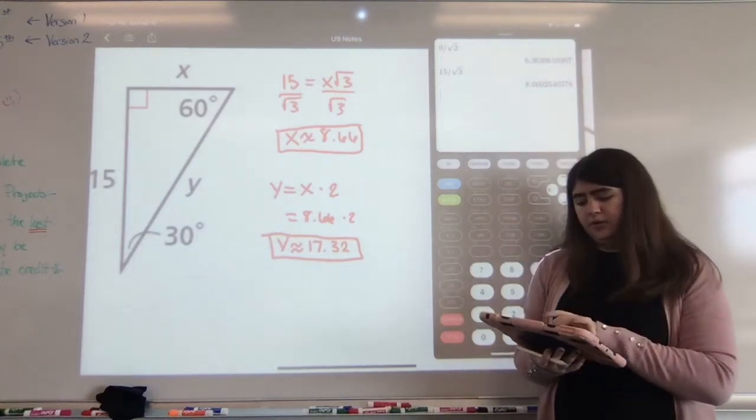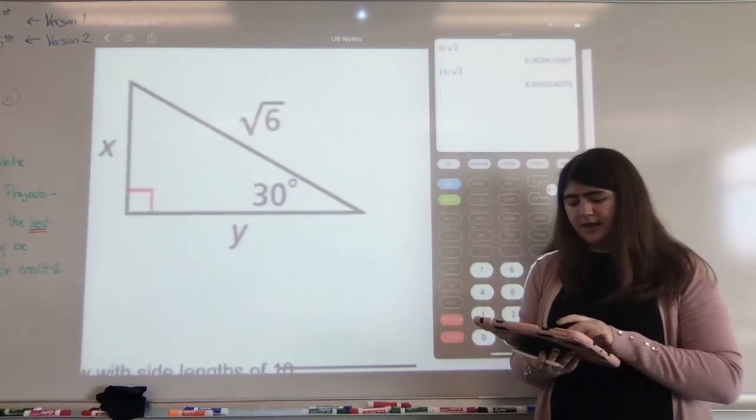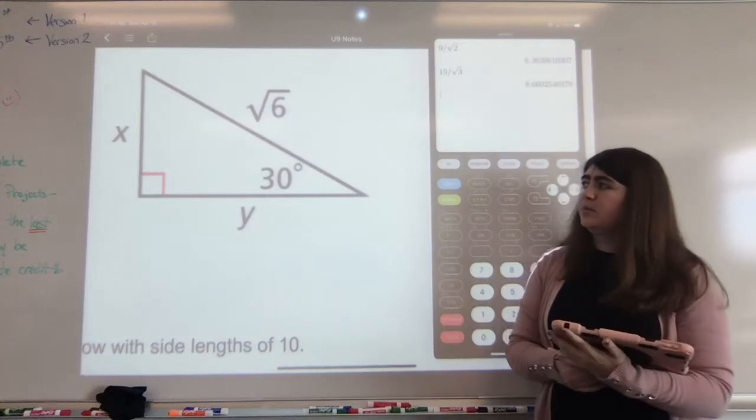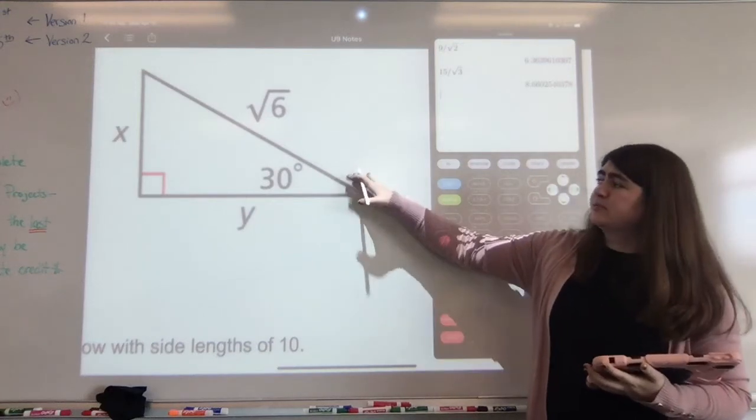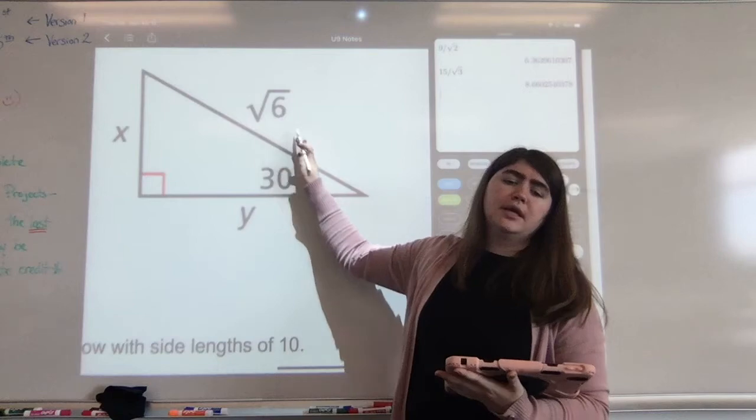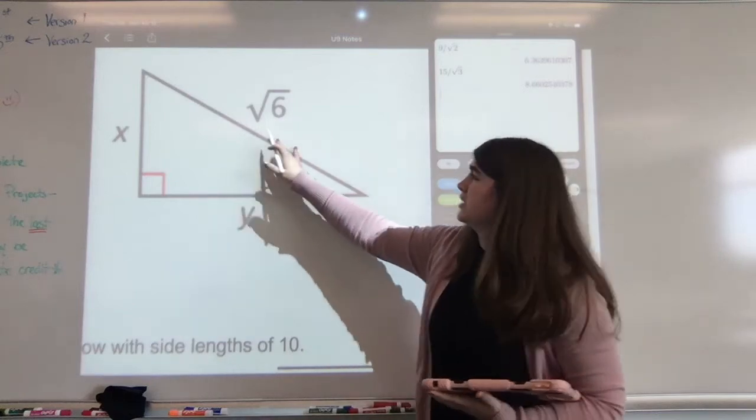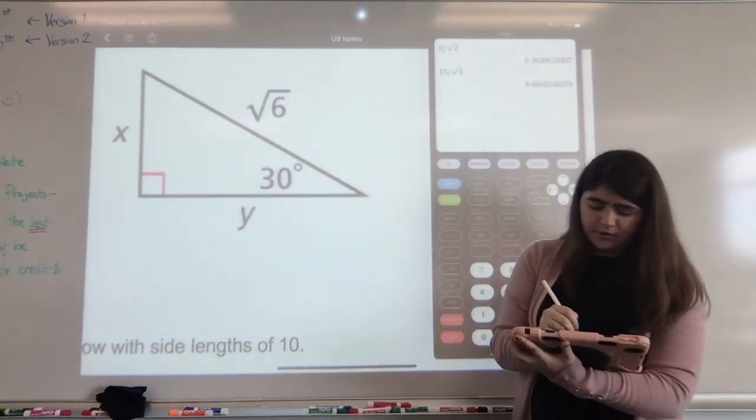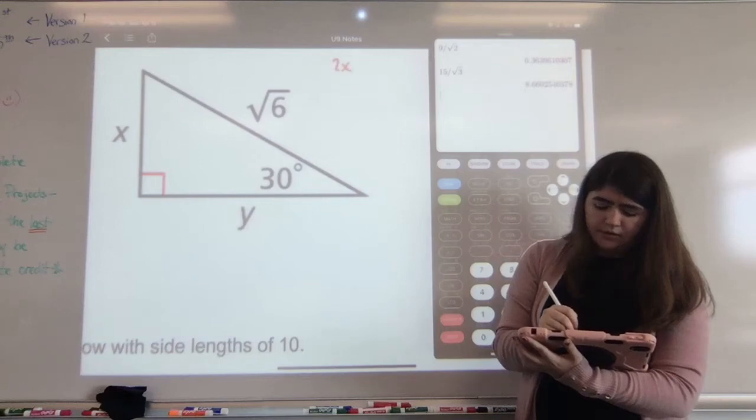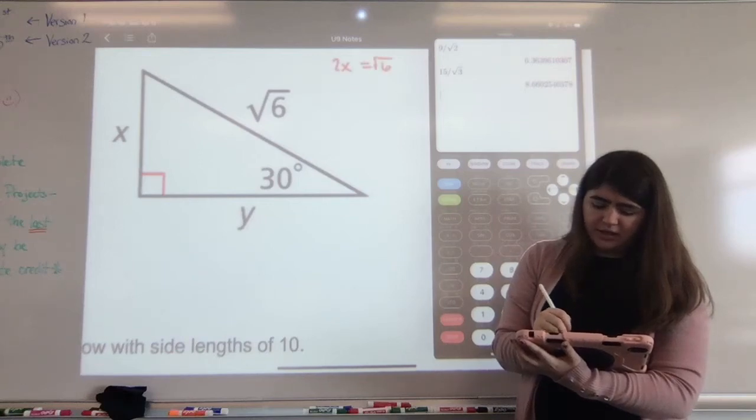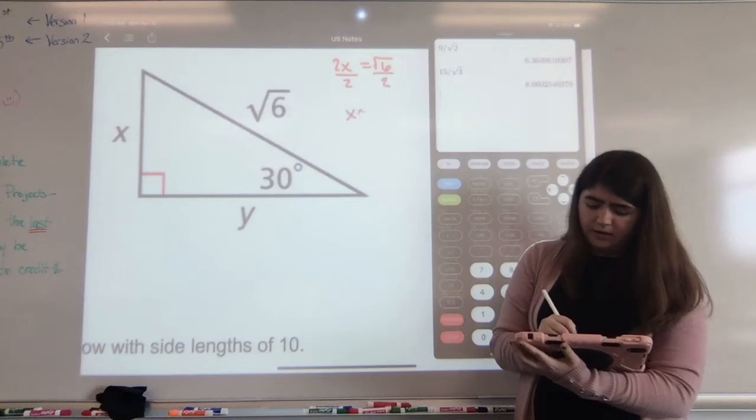All right, we're going to slide this over and look at our last example here. So this time we again are given the hypotenuse, but this time we have a radical symbol in our hypotenuse. So I'm going to plug this into my formula. So the hypotenuse is equal to 2x. So 2x is equal to the square root of 6. I'm going to divide 2 out on both sides, and I'm going to need to plug that one in again.